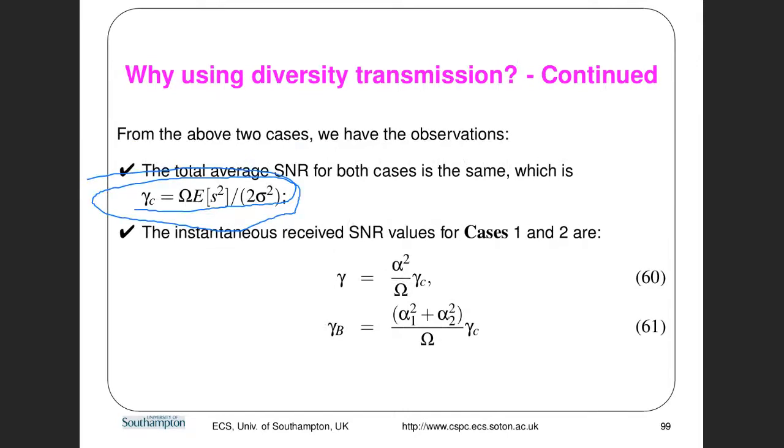But the difference is we have different instantaneous SNR. For the first case, when there is no diversity, we have only one fading element. For case two, when there is diversity, we have two fading elements. So if one of them is in deep fade, there is a chance that the other one is better, and then the overall performance might be better. But there is no complete certainty at each time instant. The higher diversity gain you have, so the more copies you have, the higher the chance that you get good signal reception.